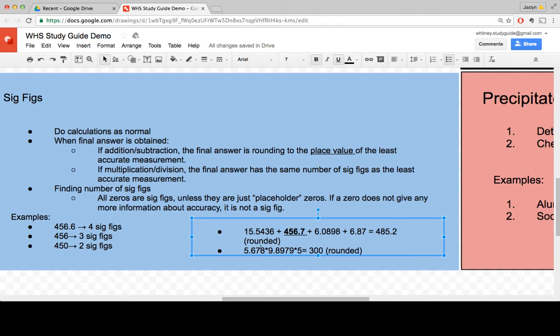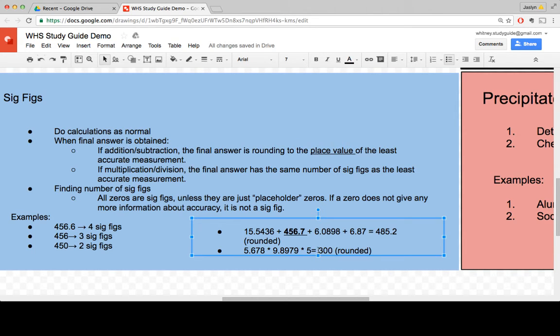Now we go to multiplication. The rules are a bit different. Instead of looking at place value, look at number of sig figs. So you have this. This is multiplication, by the way. Sorry if it's confusing. So you have 4 sig figs here. Pretty self-explanatory. 5 sig figs, only 1 sig fig. So whatever the actual calculation you get, it can only have 1 sig fig because this only has 1 sig fig, and it's the number with the least amount of sig figs.